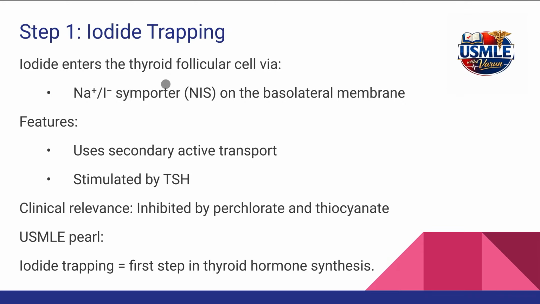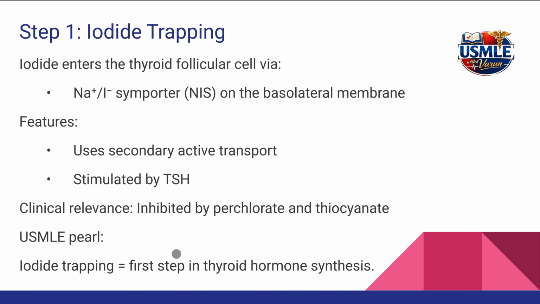This is the first step. The sodium iodide symporter is present on the basolateral membrane. Iodide trapping is the first step in thyroid hormone synthesis, and it is done with the help of the sodium iodide symporter, which is stimulated by TSH. It uses secondary active transport to trap iodide into the thyroid follicular cell. The clinical relevance is that this step can be blocked by some substances like perchlorate and thiocyanate.